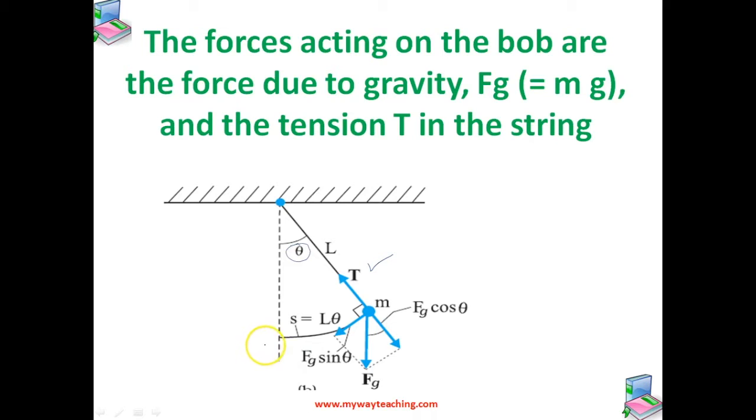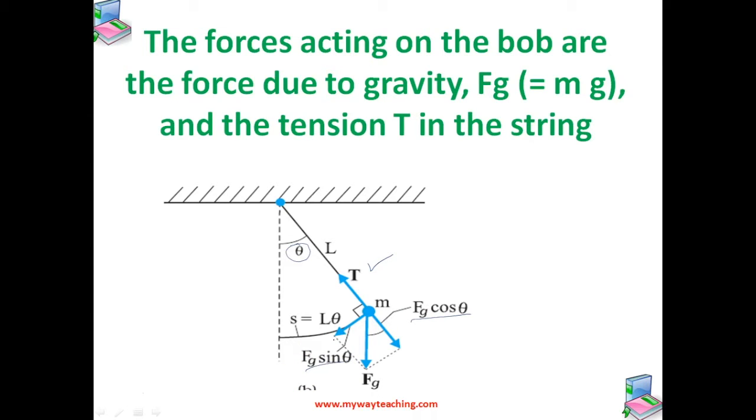There are only two forces acting on the bob, the tension T along the string and the vertical force due to gravity. And the force mg can be resolved into two components. One is mg cos theta and the other one is mg sin theta, which is perpendicular to it, as here Fg cos theta and Fg sin theta.